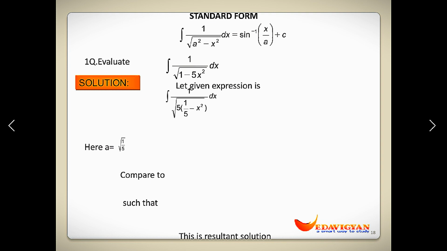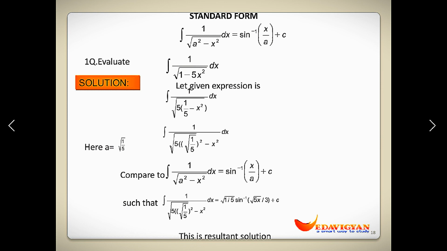Taking 5 outside the square root, 1 by 5 minus x square it becomes. And next we apply the root and then apply the square. Here the square root cancels, remaining the same equation. This equation is compared to the standard form, and we get the result. The a value is 1 by root 5 and x square is the same as it is. Here is the final result.